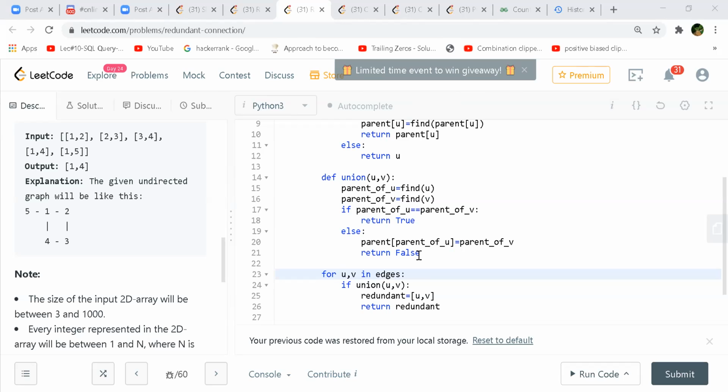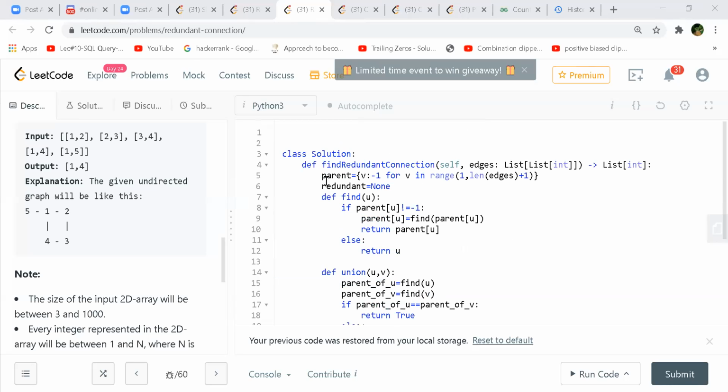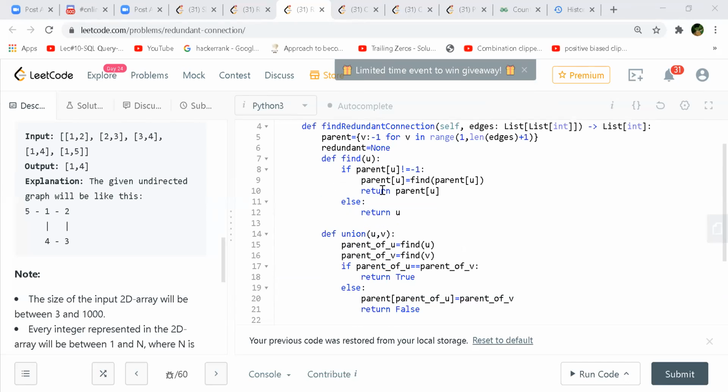So what is the union find? Let's walk through that. Yes, this is normal union find. I'm taking the edges and passing them into my union find. If it returns true, I'll return this edge. First of all, I take all the nodes and give -1 to everybody, right? And then we have the union function. You just calculate the parent of each one of them. It will go to the find function and keep on recursively going till you find that the parent of u is -1.